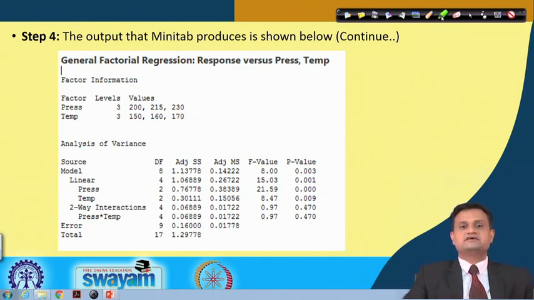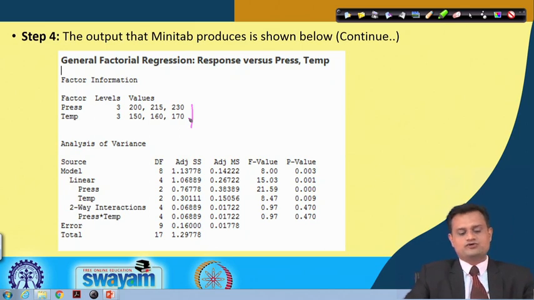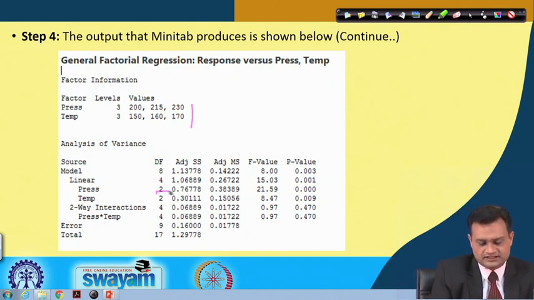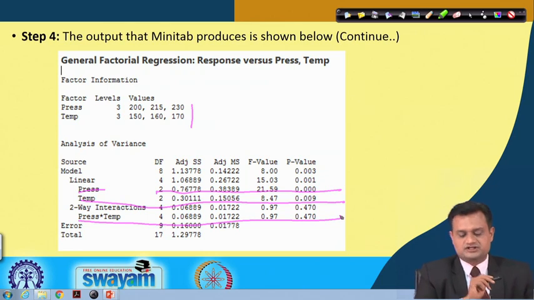Now you can interpret the results. There is only a meaning in interpreting the results if my model is correct. So I checked first the model adequacy and now I am trying to check the results. So these are the factors you have set, and what you see here that for pressure the p value is 0, for temperature p value is 0.009, two-way interaction pressure into temperature interaction 0.470. So what do you say here?